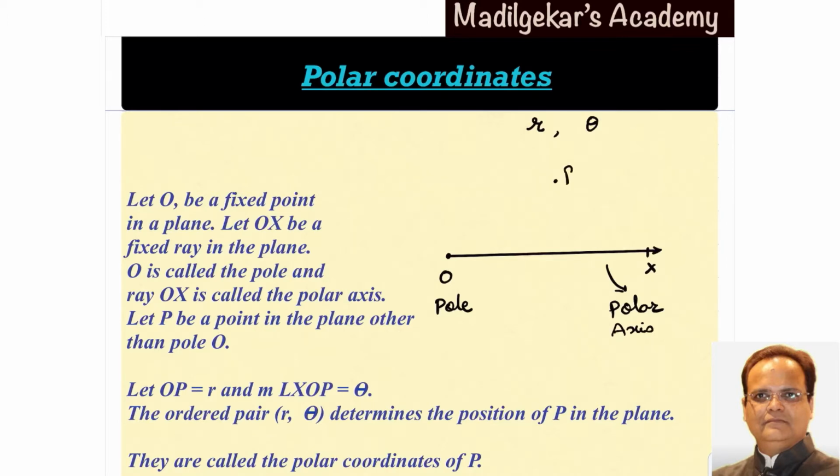Let this point be P in the plane. Join OP. Let this segment be of length r. The angle made by OP with OX be theta. So this r is called the radius vector and the angle is called the vectorial angle. So using the radius vector r and vectorial angle theta, we can write the polar coordinates of the point P as r comma theta.